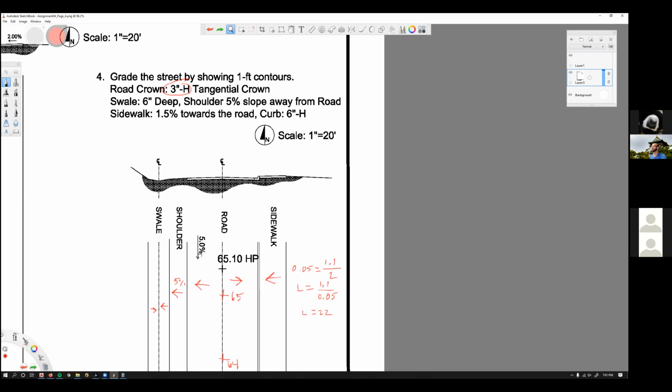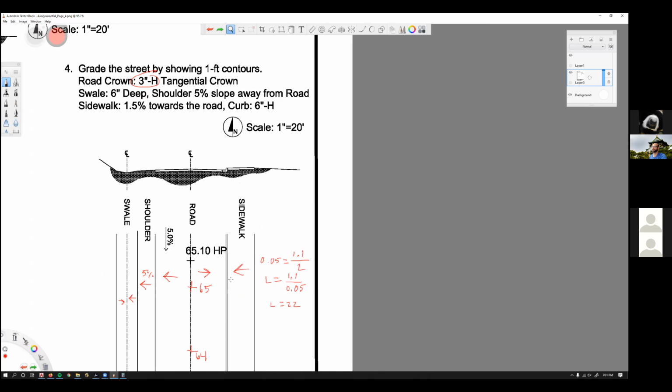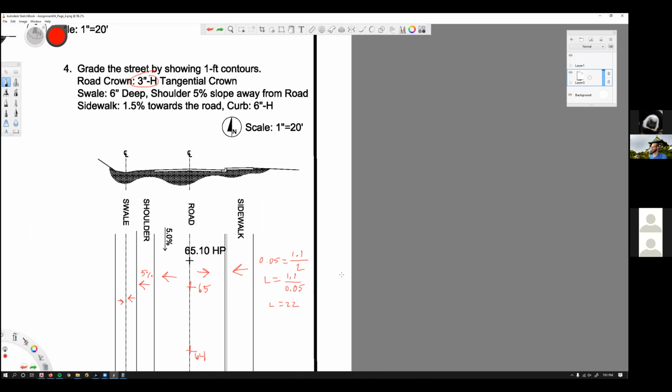Don't get those things confused. They're both 5%. Probably something to be tricky. It actually helps us later on, makes things easier. And then 1.5% for the curve.